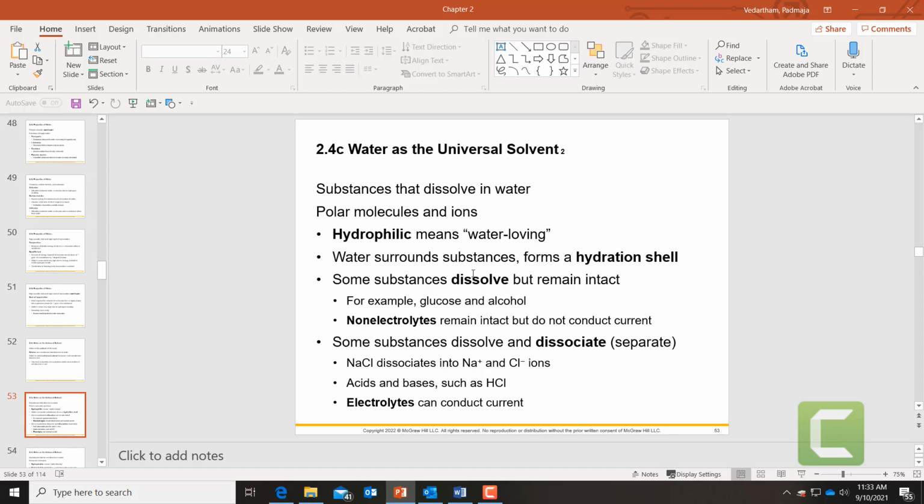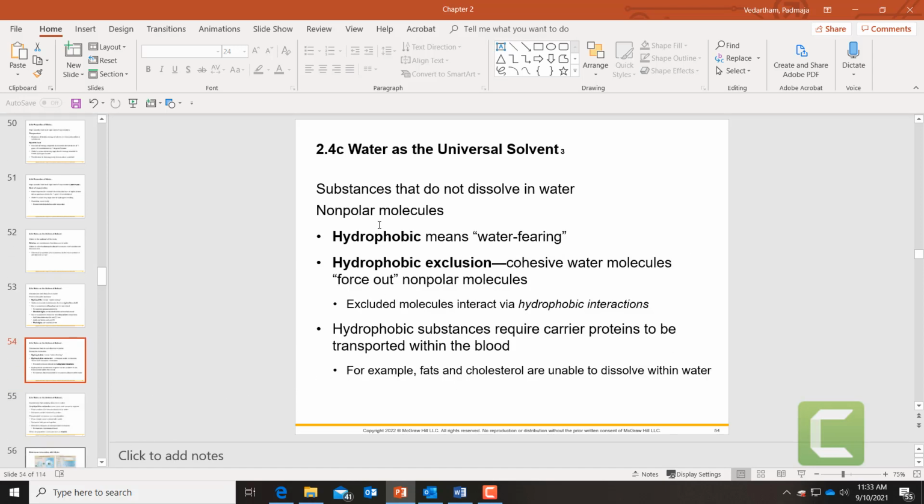So water can dissolve some substances which remain intact, for example, glucose. These are called non-electrolytes. And then some substances can dissolve and dissociate, like sodium chloride, like any of these salts, right? And then acids and bases also can dissolve and break into ions. These are called electrolytes, which can conduct electricity.